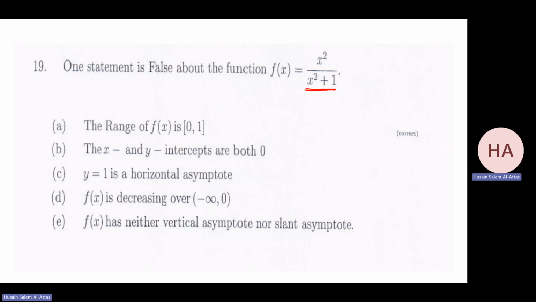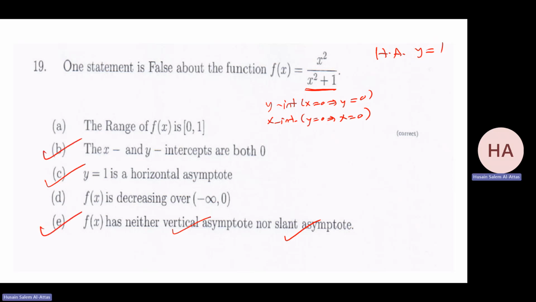Here we don't have vertical asymptotes. This is correct. Also, we don't have a slant asymptote because the degrees are the same. Okay. Is y equals 1 a horizontal asymptote? Yes. Very clear. Horizontal asymptote y equals 1, same degree. So I have the leading coefficient over the leading coefficient, 1 over 1, which is 1. The x and y intercepts are both 0, 0. Yes. For the y-intercept, I'll make x equal 0. I'm getting y equal 0. For the x-intercept, I will make y equal 0. I'm getting x equal 0. So this is also correct. So I have two things to check.